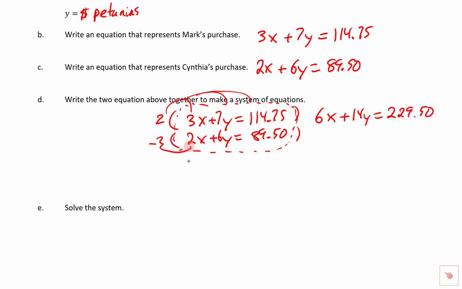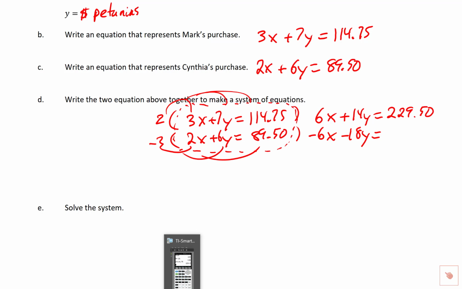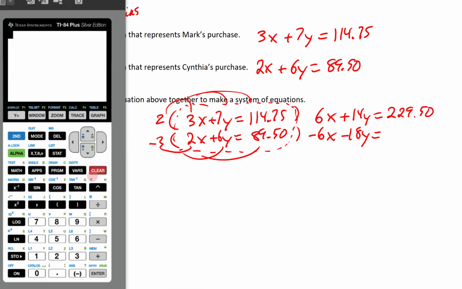And then I'm going to multiply each one of these by the -3. So this is going to be a -6x, a -18y. Again, the other side's pretty easy. Now we've got to do -3 times 89.50. So let's clear this off, and let's do -3 times 89.50. So we end up with -268.50.